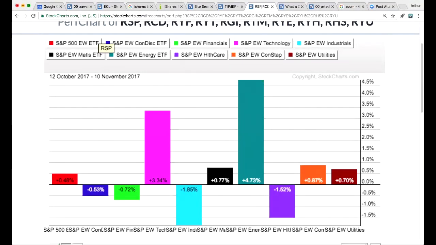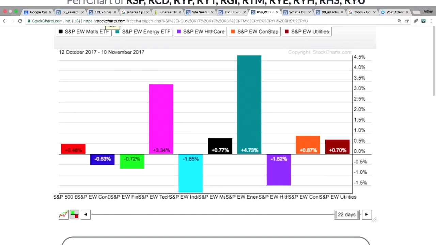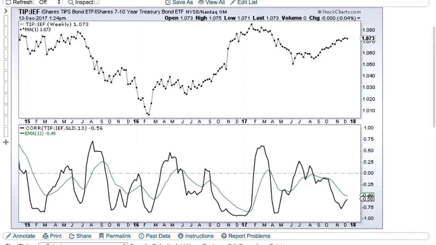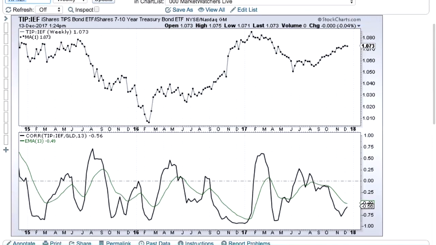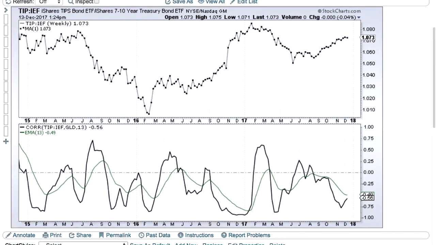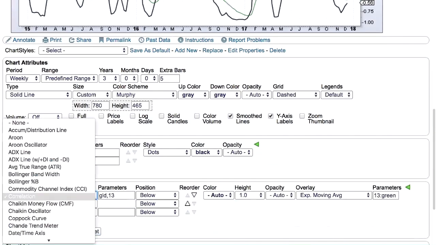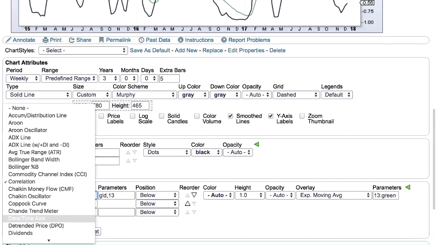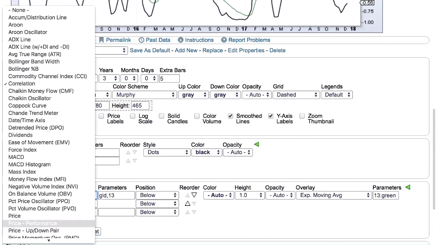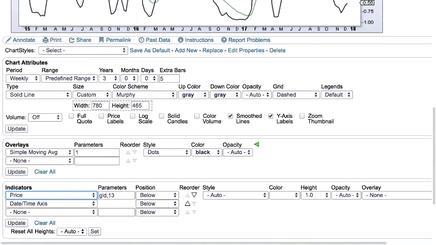All right, now we should be on my Chrome desktop. And I'll pull up a chart. Somebody else asked about inflation and gold. And so I just pulled up this chart here of gold and the TIP/IEF ratio.